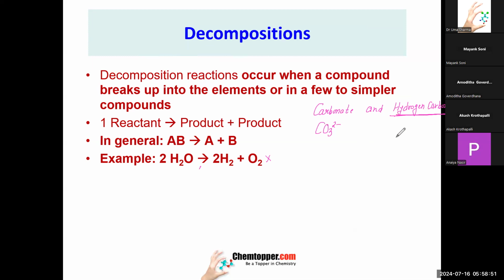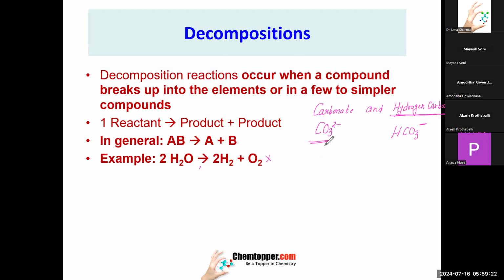Hydrogen carbonate, Akash, you're giving me carbonic acid. Hydrogen carbonate is HCO3 minus. Akash is giving me carbonic acid. This is a neutral compound, carbonic acid. Carbonic acid, right? Okay. These carbonates and hydrogen carbonates accept alkali metals because they are very stable.